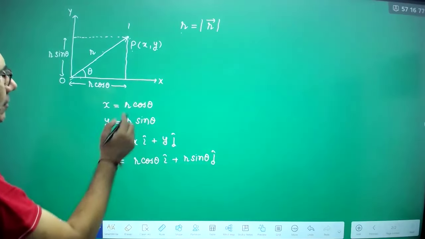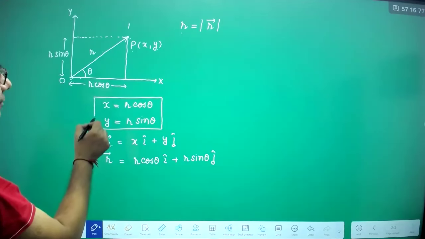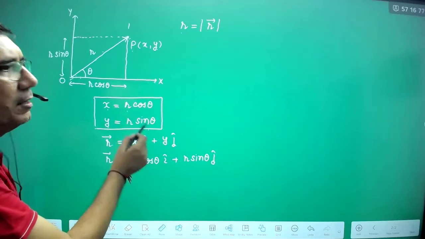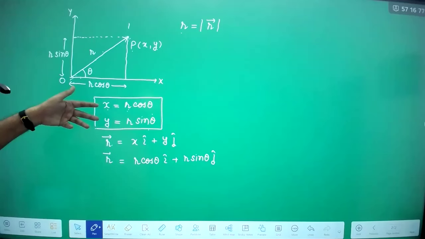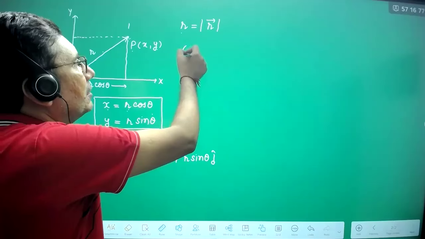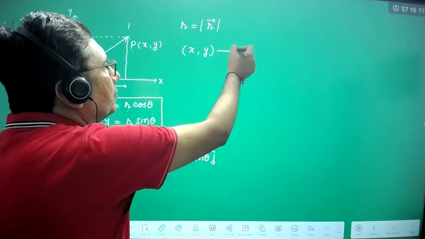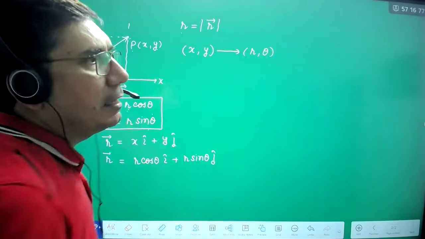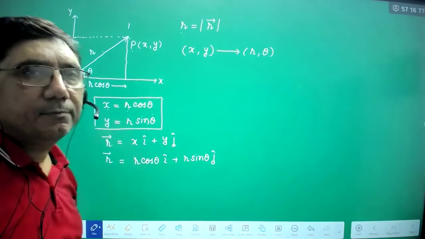J cap. So here, what you have done is transform this x and y coordinate into terms of two new variables. One is r, another is theta. So you have replaced these two variables x and y by two new variables r and theta. What you are doing here is a transformation from the xy coordinate system to the r and theta system. This r theta coordinate system is called the polar coordinate system.